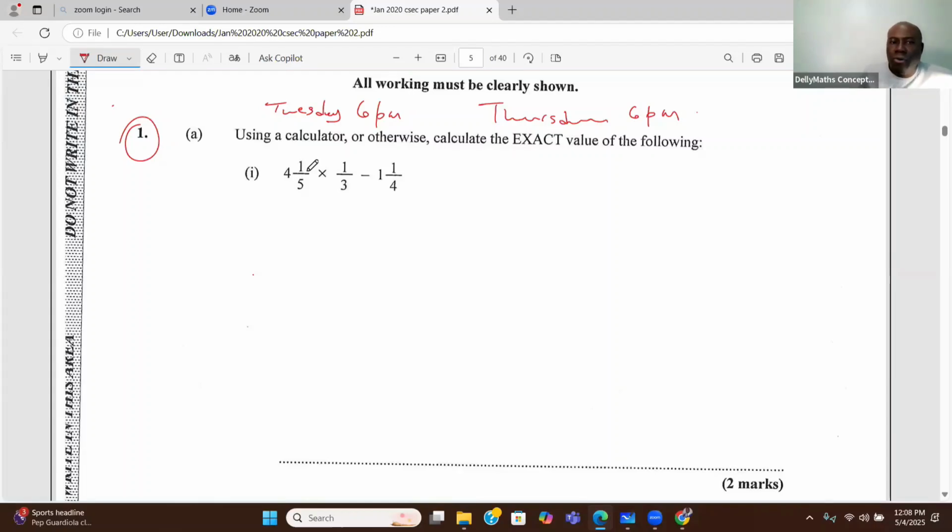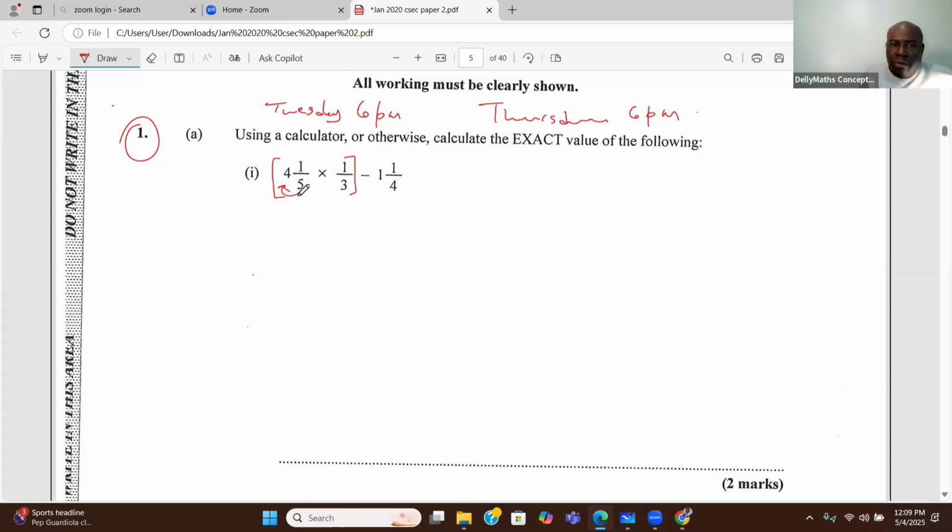So for this one, it says 4 and 1/5 times 1/3 minus 1 and 1/4. You can work it if you want, but I'm going to go through, so you're free to work it out. Again, we're going to deal with this part first and see whatever we get. And then after that, we're going to subtract. But what I normally ask you to do is change all your mixed numbers into improper fractions, right? Change them. So we're going to just change them.